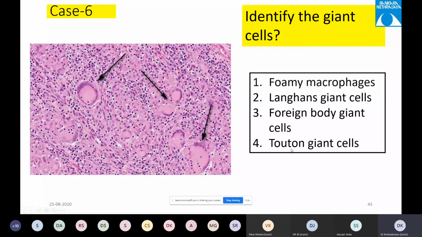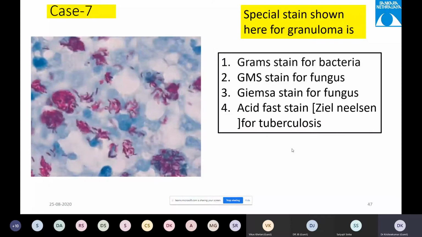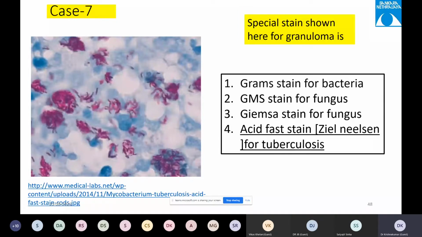So, what is this? This is a special stain done for the previous case. Are they gram stain, or is it stain for fungus, or Giemsa stain, or acid fast stain? This is acid fast stain for tuberculosis. Whenever you find Langhan's giant cell in a granuloma, you have to do acid fast stain.